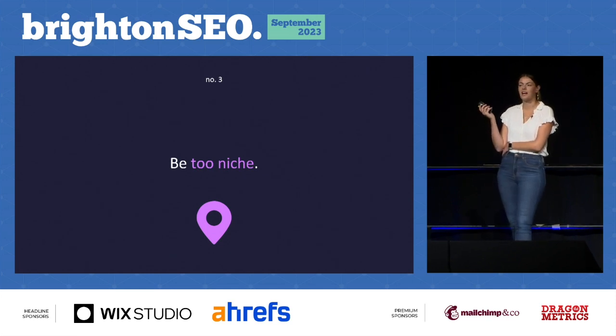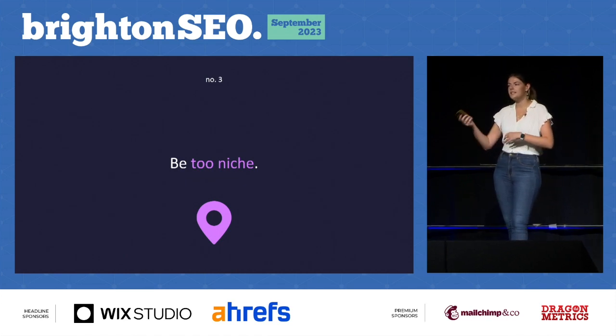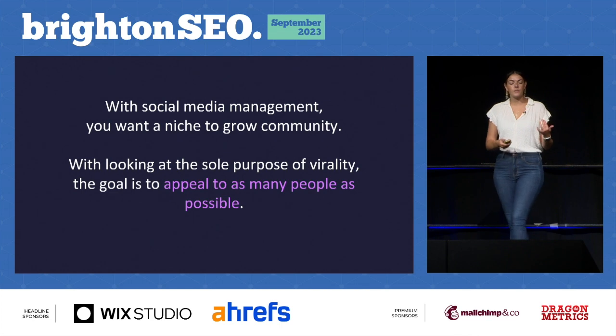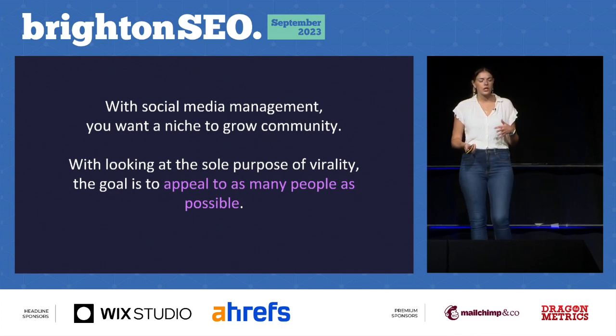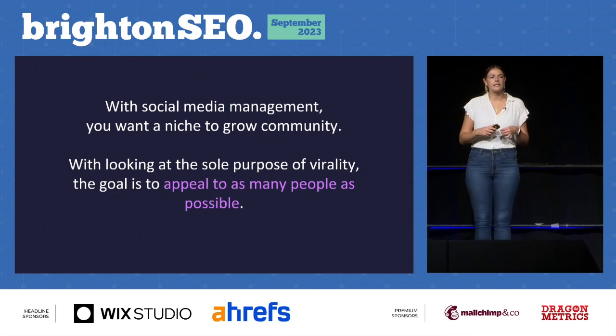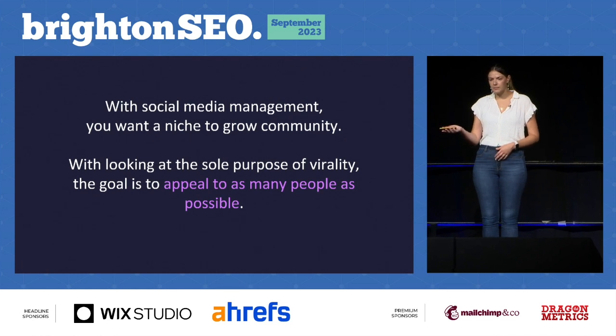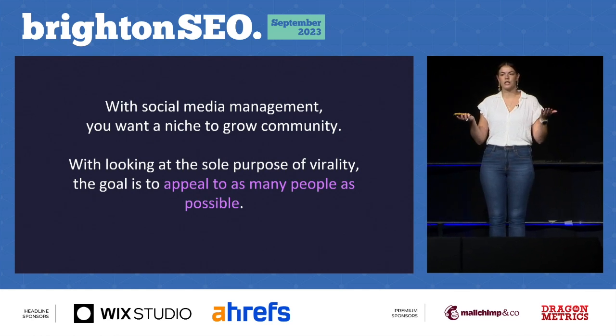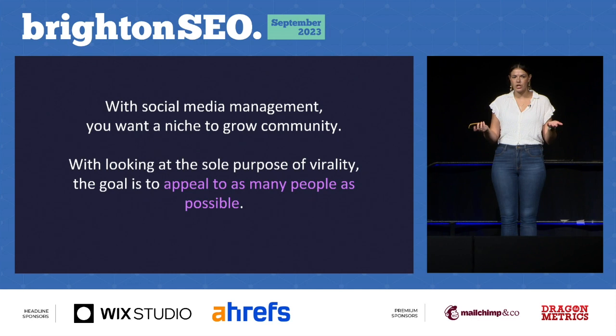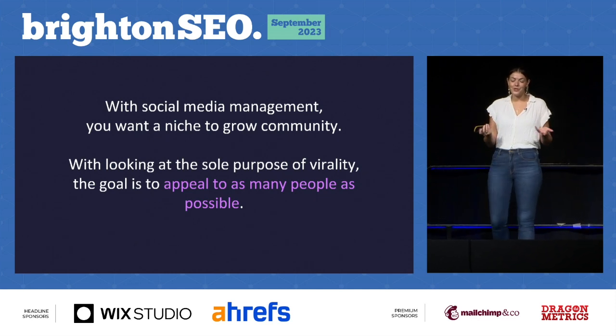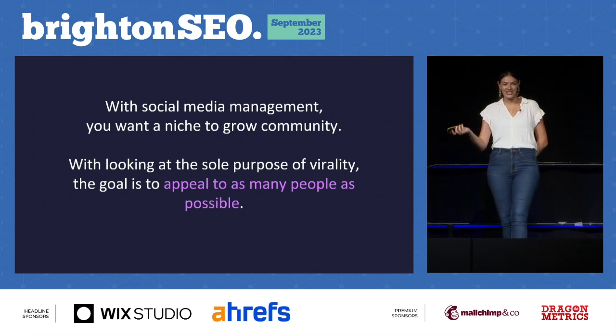All right, number 3 thing that we want to avoid on TikTok, for the sole purpose of going viral, is being too niche, which I know is the most frustrating thing to hear, because consistency and having a niche are the 2 social media management things that everyone recommends. With social media management, you absolutely want a niche to grow your community, but when we're looking at the sole purpose of virality, the goal is to appeal to as many people as possible. So in that case, appealing to as many people as possible and having a niche are polar opposites and contradict each other. You really can't have a niche if your goal is to just go viral.